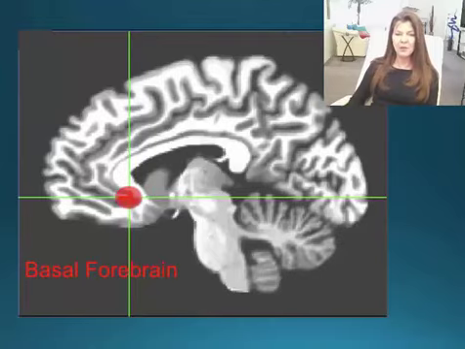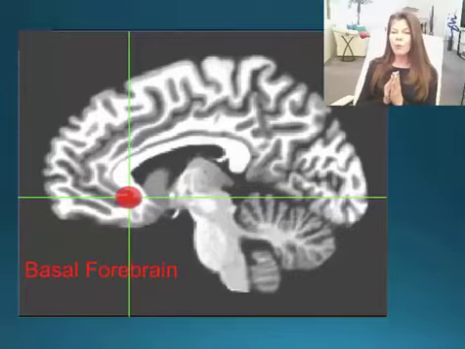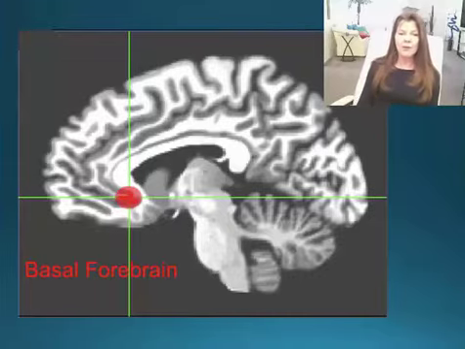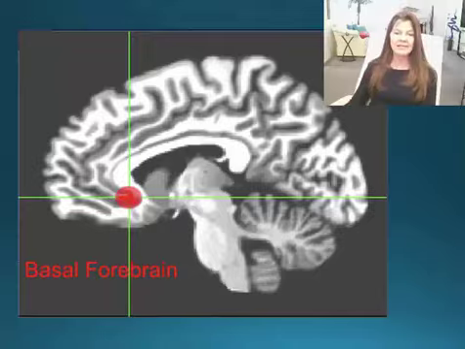Finally, before we move on to lobes of the brain, let me point out one more important area to you, the basal forebrain indicated in this image in red. The basal forebrain is involved in both wake and sleep due to its release of acetylcholine during wake and REM sleep. Furthermore, it induces slow-wave sleep by using adenosine to inhibit the release of acetylcholine. In our next segment, we'll look at lobes of the brain.